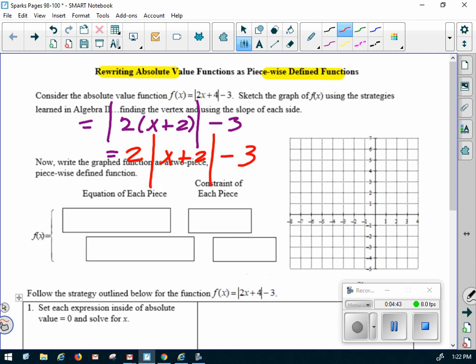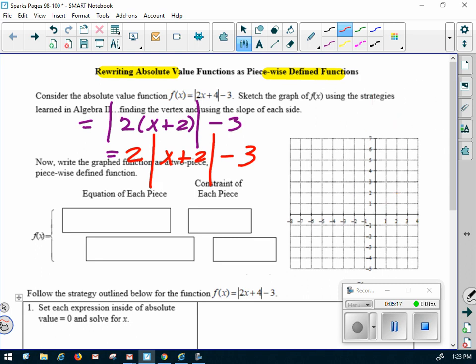Good. Now, when you had the parent graph, when you were just looking at this, you know it looks like this. What are the slopes on either side of that vertex? What's the slope on the right side of the vertex? 1. What's the slope on the left side of the vertex? -1. So what are the slopes going to be on either side of our vertex in this graph? 2 and -2.